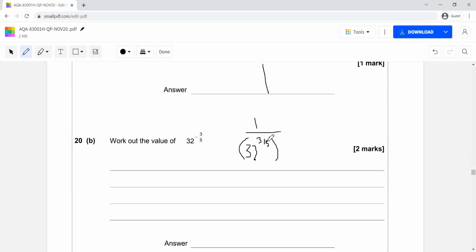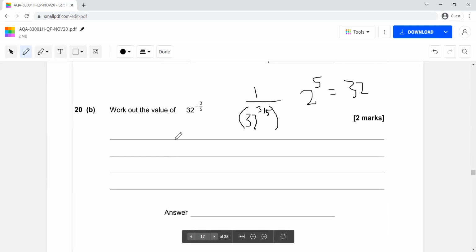Now when you do the reciprocal, then the negative becomes a positive. That's why I wrote 3/5 and not negative 3/5. And we know that 2 to the 5 is 32. So what I'm going to do is, this is 1 over the 5th root of 32.